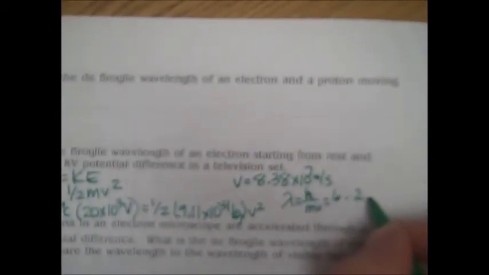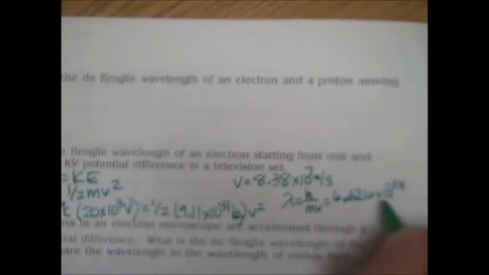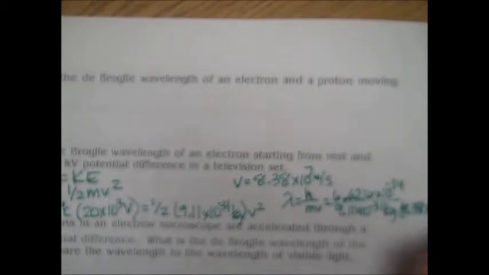meters per second. And de Broglie wavelength is lambda equals h divided by mv. So take your 6.626 times 10 to the minus 34 divided by the mass of an electron, 9.11 times 10 to the minus 31 kilograms, times v, which is 8.38 times 10 to the 7th meters per second. And that we get a wavelength of 8.6 times 10 to the minus 12 meters for the de Broglie wavelength.